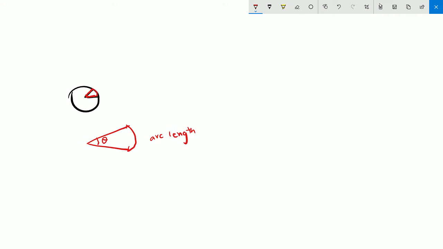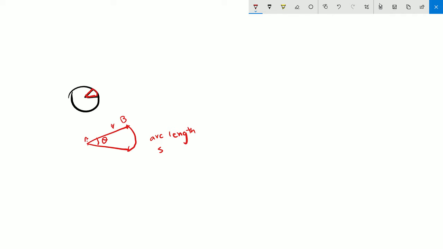Arc length is denoted by S. This distance from A to B is the radius. As you remember, any distance from the center to the edge is the radius. So this is the radius, this is the angle theta, and this is the arc length S.